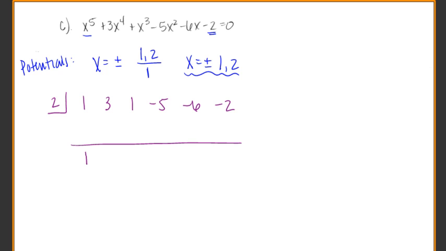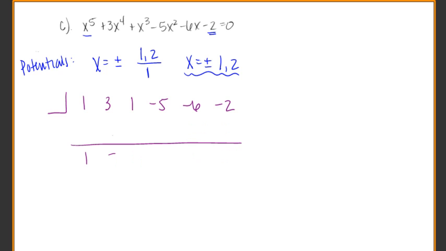Let's see. So drop down 1. 1 times 2 is 2. 3 plus 2 is 5. 5 times 2 is 10. 11, 22, 17, 34, 28. You see how huge we're getting here? 56, 54. That's not 0, so that means that definitely did not work out. So 2 is not going to happen here.